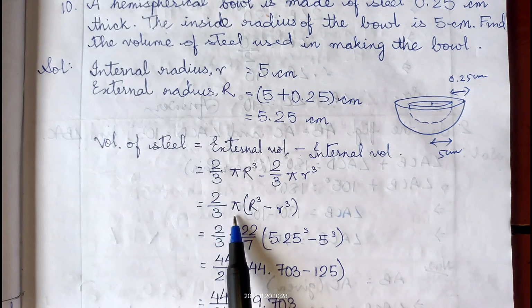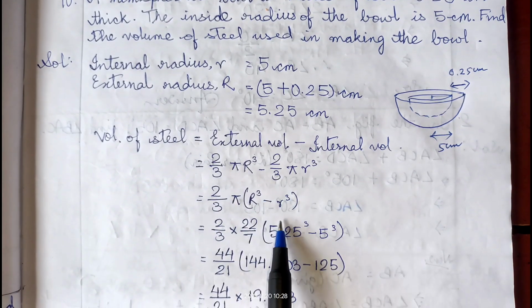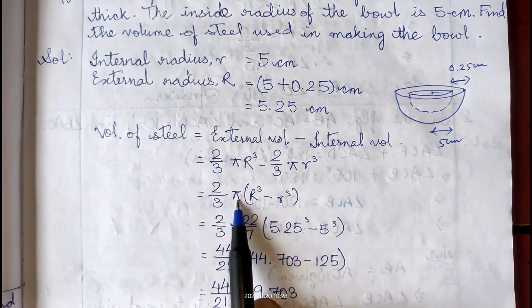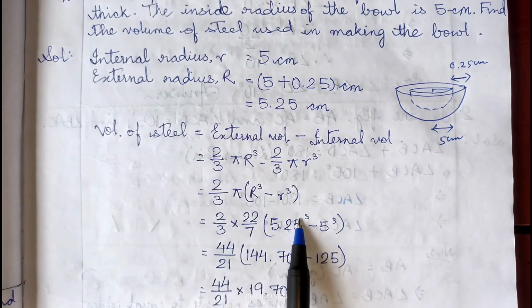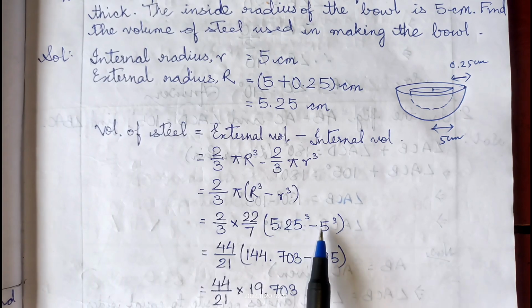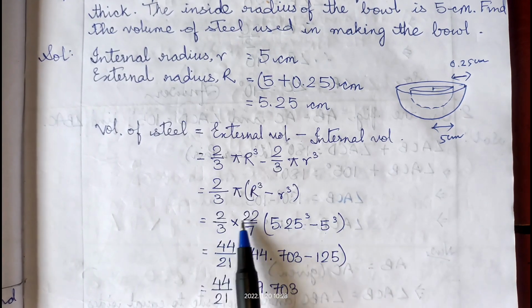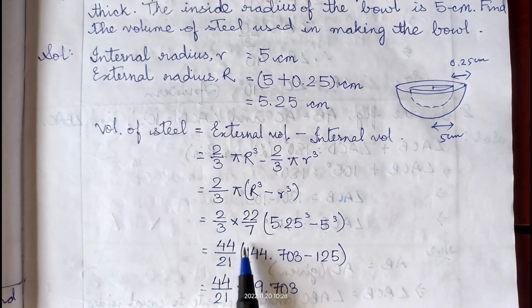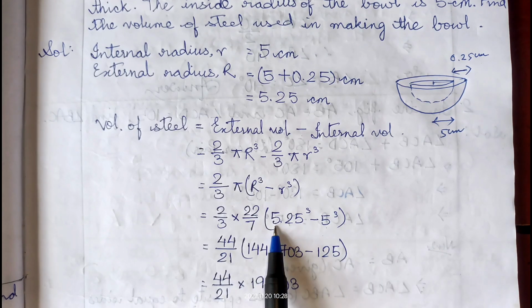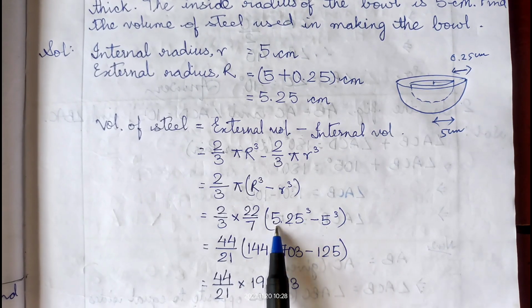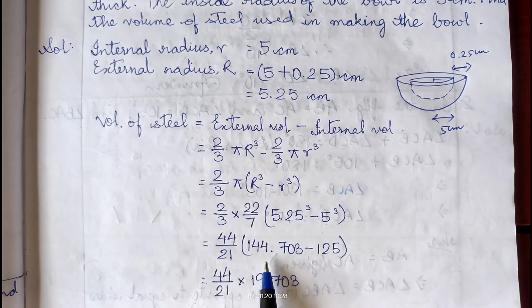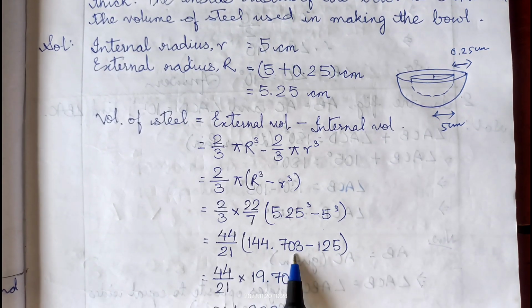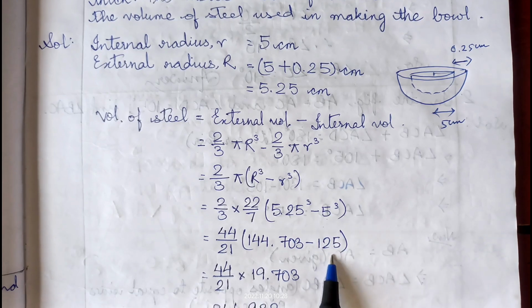We can take 2 by 3 pi common. It will be capital R cube minus small r cube. 2 by 3 pi is 22 by 7. Capital R, we got 5.25 whole cube, minus small r is 5, so it will be 5 cube. So 2 into 22, 44 by 21, into 5.25 whole cube. That means 5.25 into 5.25 into 5.25. It will give 144.703, minus 5 cube is 125.